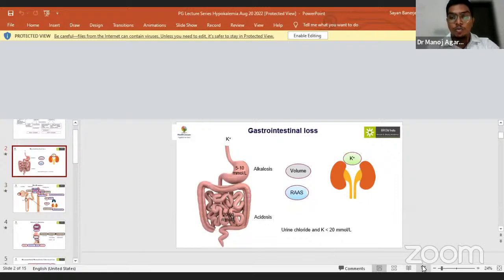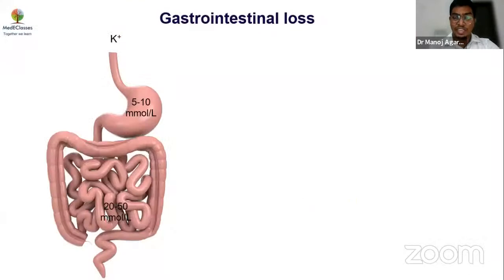So now if we move towards the etiology, then as sir very well explained why hypokalemia occurred, now we will see in the details. So in diarrhea, there is a high amount of potassium in the diarrheal fluid, like 20 to 50 millimole per liter. So any cause of diarrhea can directly cause hypokalemia. Second, if we talk about vomiting, then vomiting has a lower amount of potassium than the diarrheal fluid, like 5 to 10 millimole per liter.